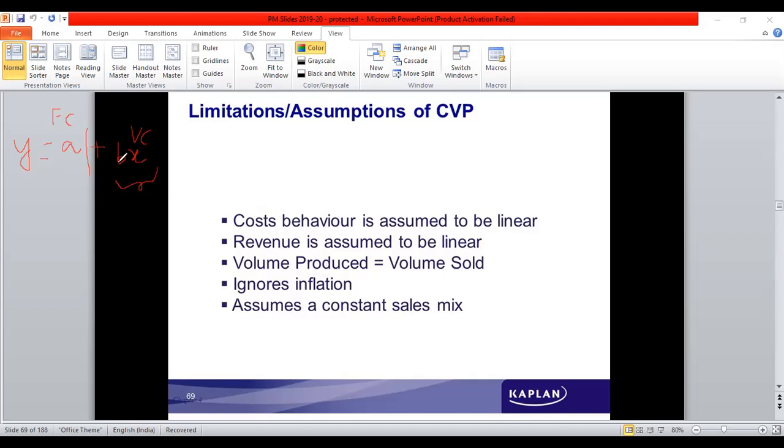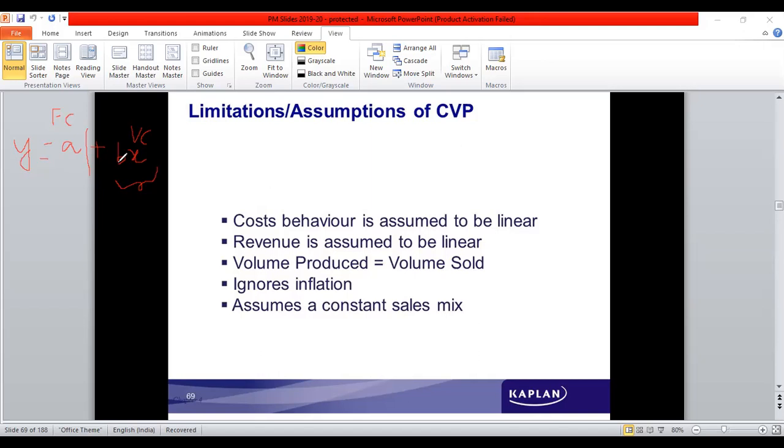Fine. Then they ignore inflation. Any changes in inflation will result in an increase in the cost also. So if they ignore inflation, then they go with the assumption that once the fixed cost and variable cost are known, they would remain the same. There will be no change in the cost.